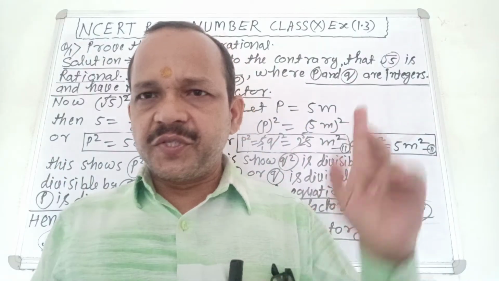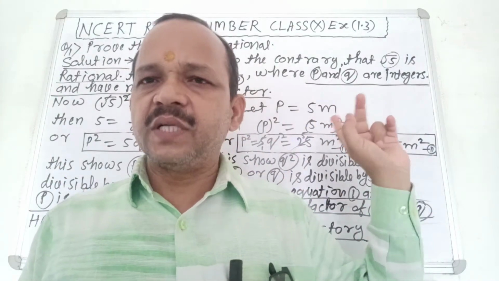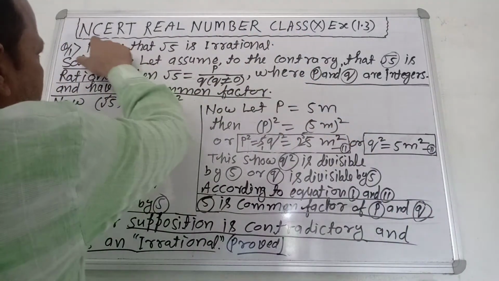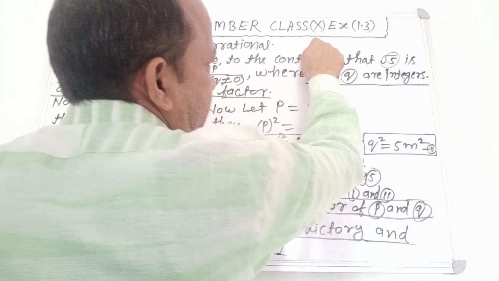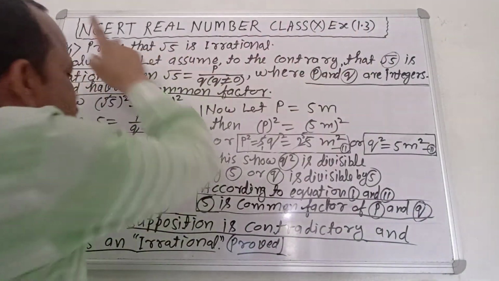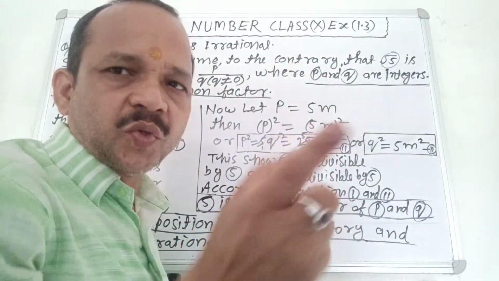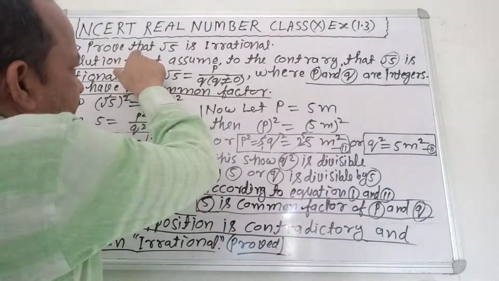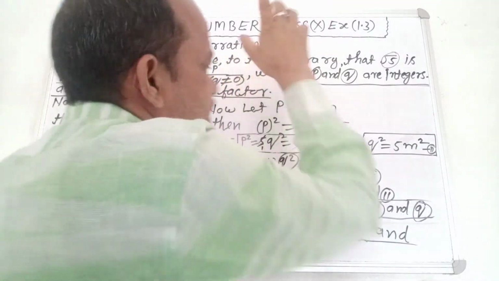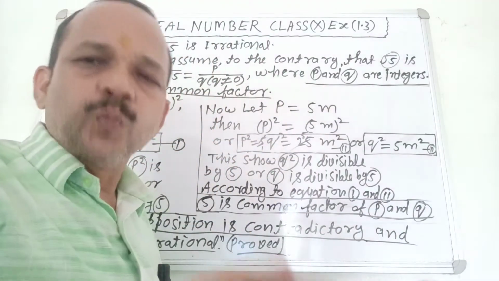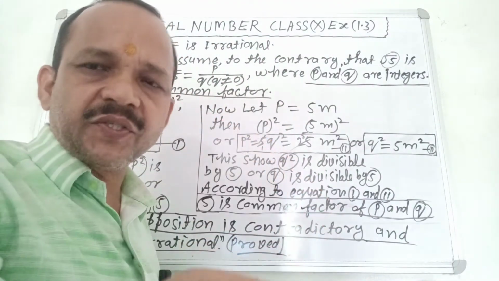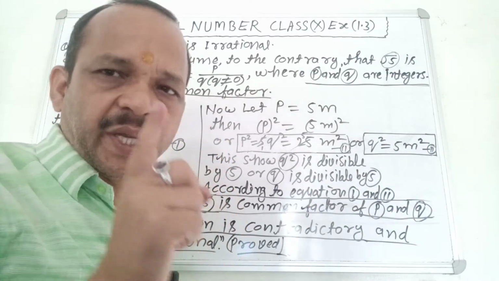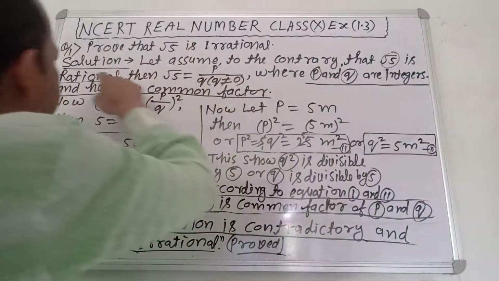Concentrate your mind and see the board with full concentration. NCERT Real Numbers, class 10, exercise 1.3, question number first. Prove that root 5 is irrational. Question is clear? No confusion about the question? Very good. See the book.